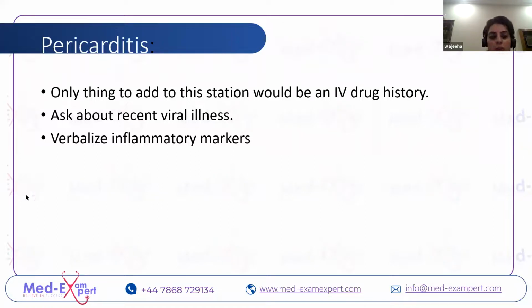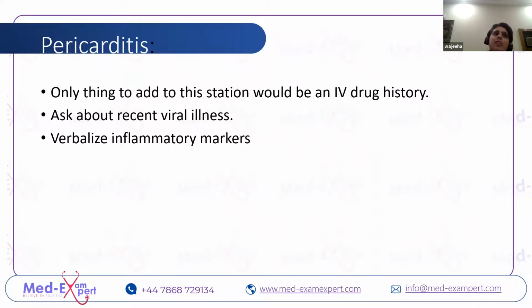Doctors, if you don't verbalize inflammatory markers here, believe me, you are not going to pass the station. This is pericarditis, right? It's the inflammation of the pericardium. You're not going to send ESR, you're not going to send your CRP, they're going to deduct you. Yeah, they are going to deduct your marks.